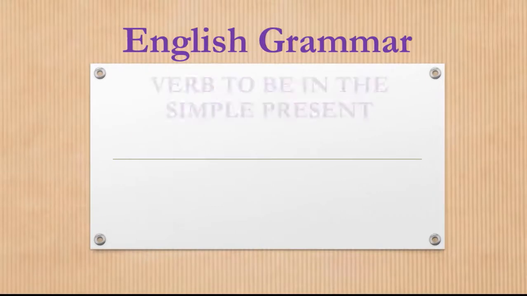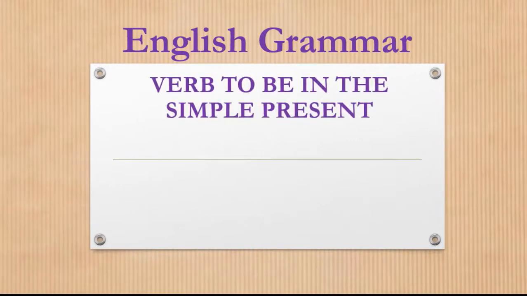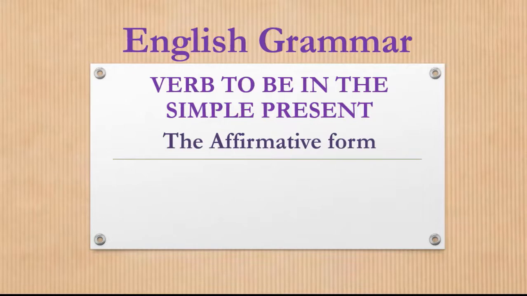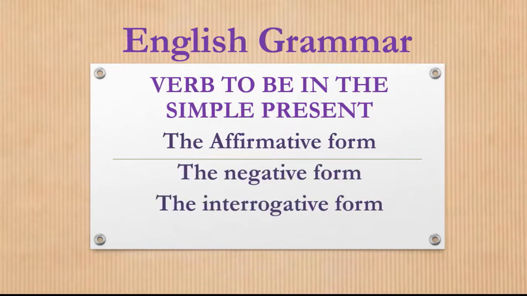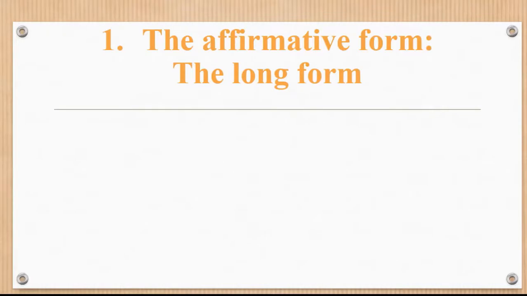English grammar. Verb to be in the simple present: the affirmative form, the negative form, the interrogative form. Examples. 1. The affirmative form, the long form.